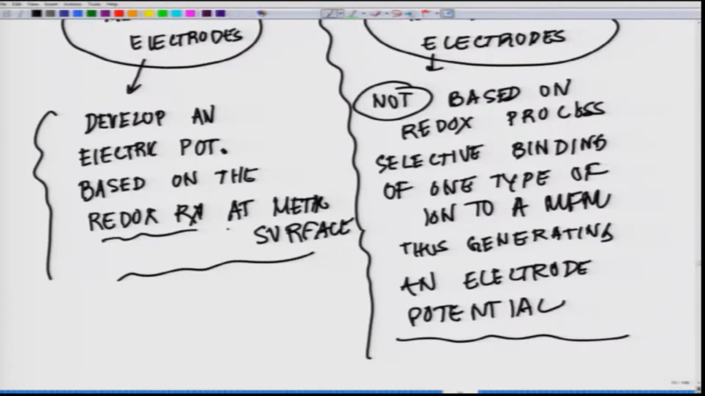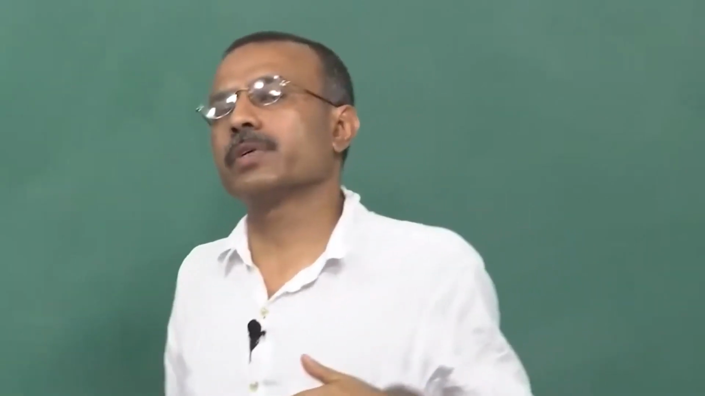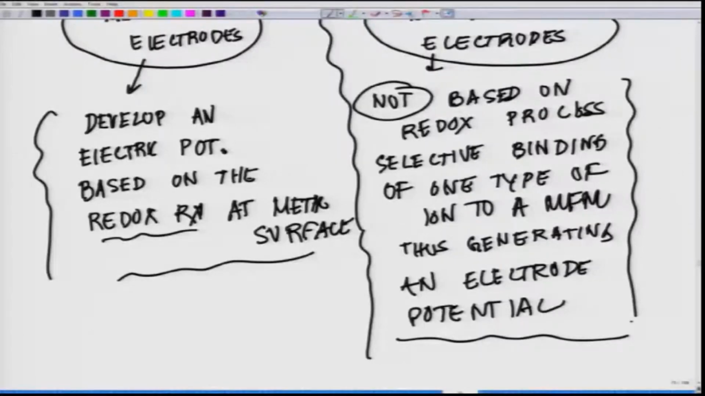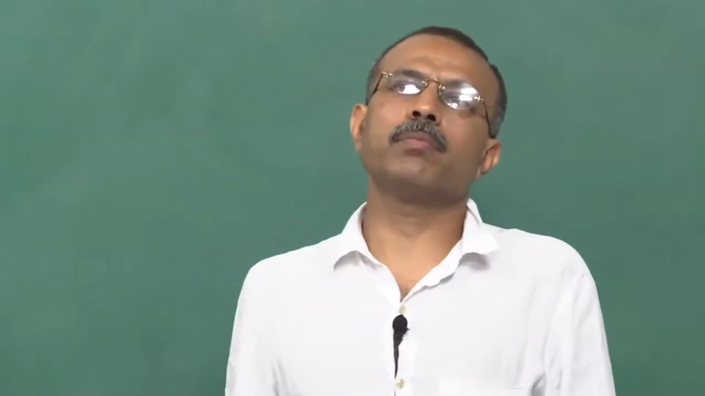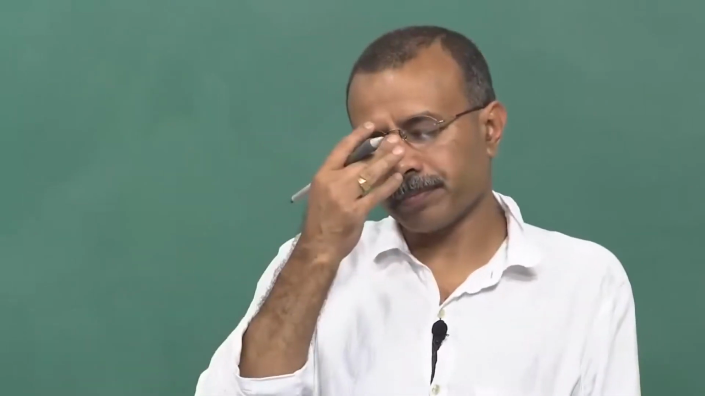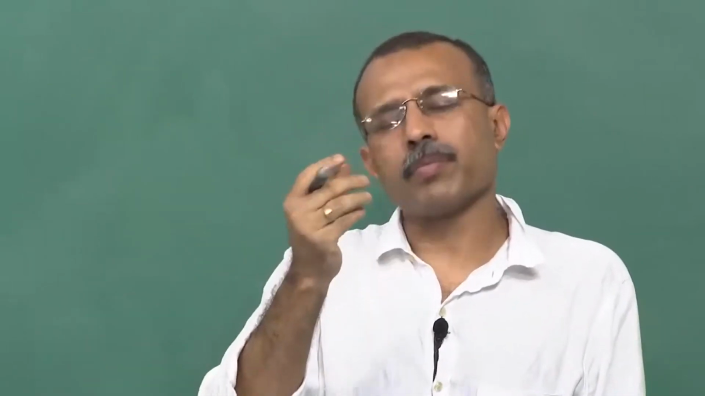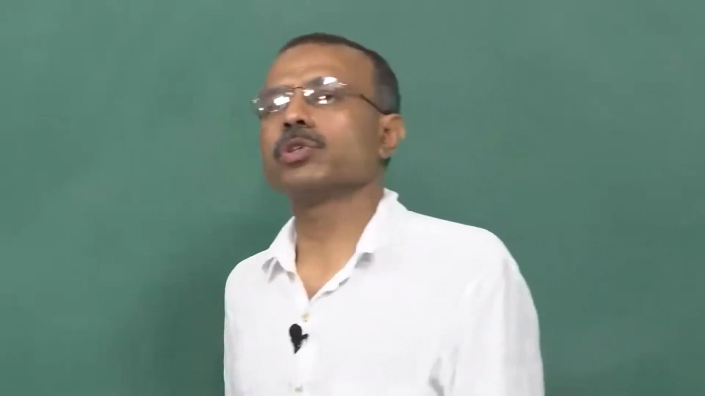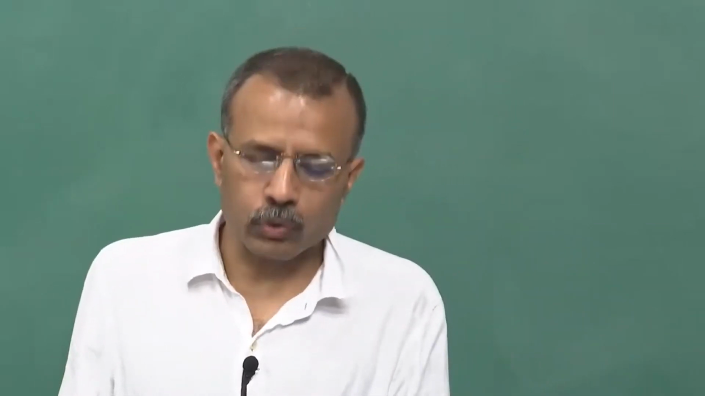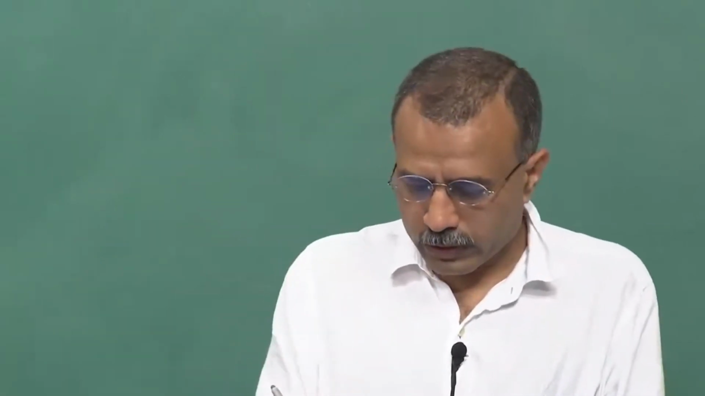So, one is the metal electrode, which depends on the redox reaction at the metal surface. The other one is more like selective binding of certain cations or anions on a particular membrane surface. So, they are very different, and interestingly these ion selective electrodes are very popular in biology. I will give you an example of valinomycin, which is a cyclic peptide which allows the transport of potassium ion inside the biological cell, and how valinomycin could be used. We will talk a little bit more about these different kinds of electrodes.